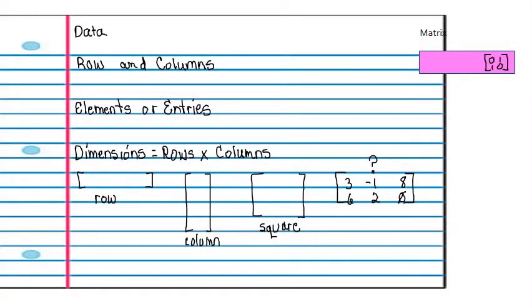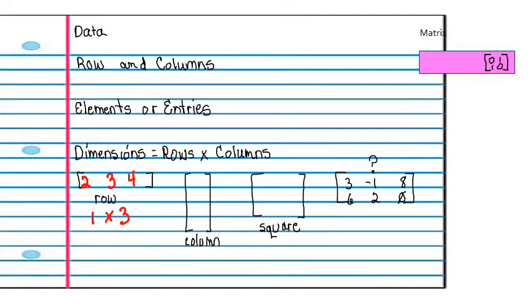A matrix organizes data into specific things called rows and columns. The entries inside the rows and columns are either called elements or entries. The dimensions are defined by rows by columns. For instance, we can have a row matrix, maybe 2, 3, 4. And the dimension here would be that we have one row by 3 different columns.